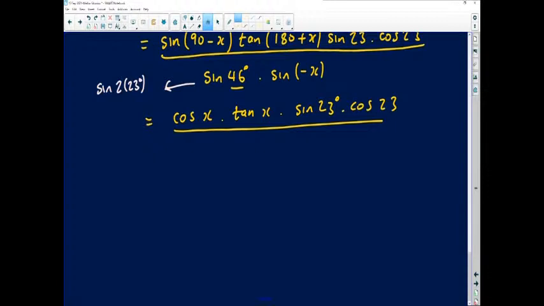So it means we're now looking at the expansion of a double angle of sine, which I'm going to expand as 2 sin 23 degrees times cos 23 degrees. Now, the last one on the denominator is the sine of negative x, and that simplifies to negative sine of x. Okay, so what will happen now?